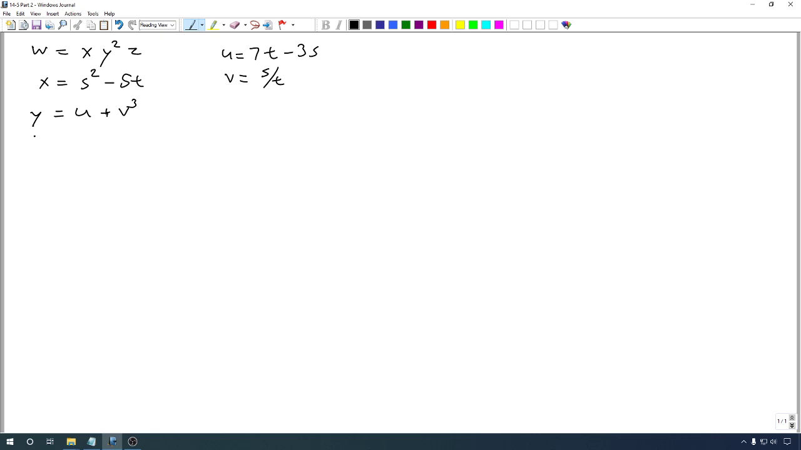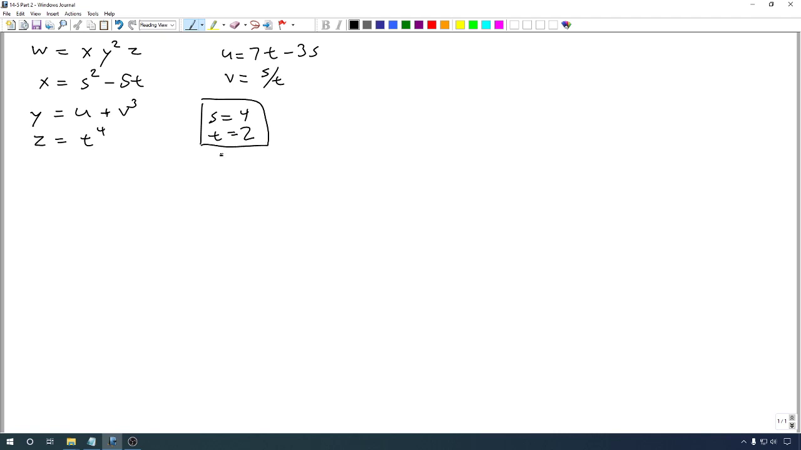Finally, z, well, z depends on t. It doesn't depend on s. Z is just going to be t to the fourth. And I want to know what are the derivatives of w with respect to s and t. So there's a lot of stuff going on here. I'm also going to specify here, we're going to find those when s equals 4 and when t equals 2.